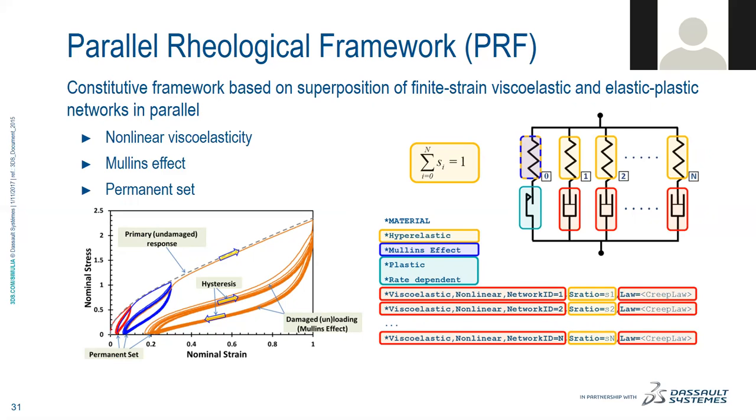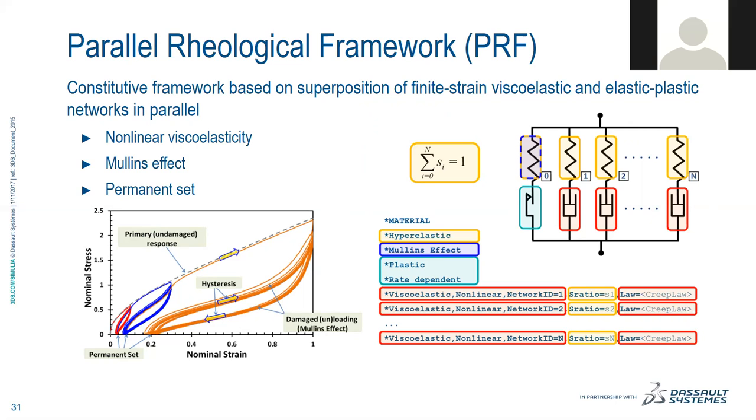This approach is typical: you build a building block of every material. There are some primitive behaviors, and then you assemble them into more complex behaviors. You can assemble in parallel, say, hyperelastic and Mullins effect. So there is an effort on combining all these behaviors together, as you can see from the schematic.